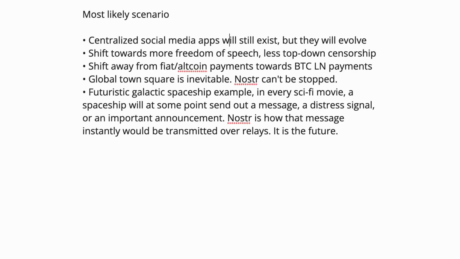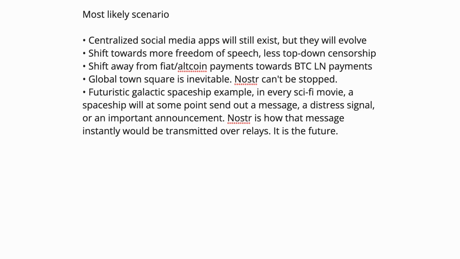All right, let's bring it home with the most likely scenario. The most likely scenario is that centralized social media apps will still exist, but they'll have to evolve. They won't be able to operate business as usual now that Nostr exists. They will have to shift more towards freedom of speech in order to compete with Nostr, so there will be less top-down censorship. They'll have to allow comparable monetary transactions, which will likely lead to more of an embrace of Bitcoin, away from fiat transactions or these crypto altcoin, scam coin transactions, towards Bitcoin Lightning payments, because that's what works, that's what's open source, that's what truly has no middleman and is uncensorable.